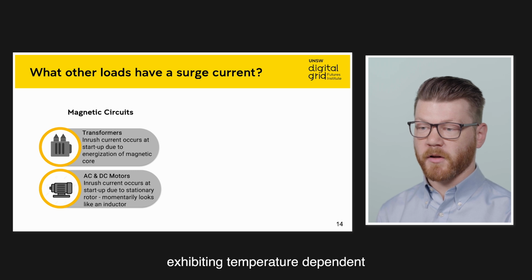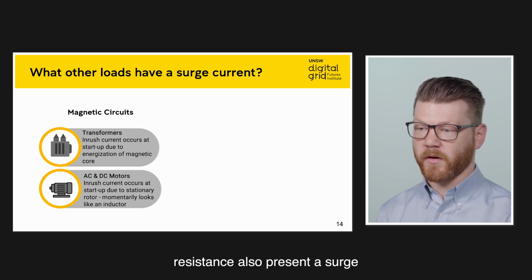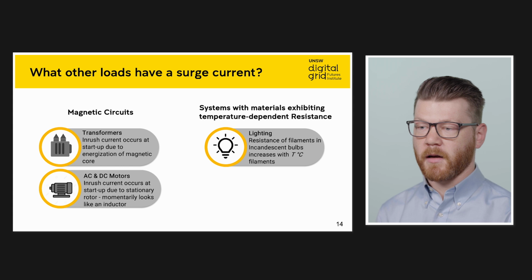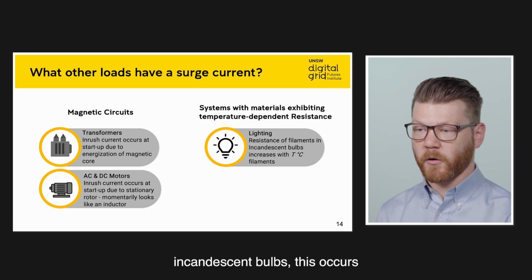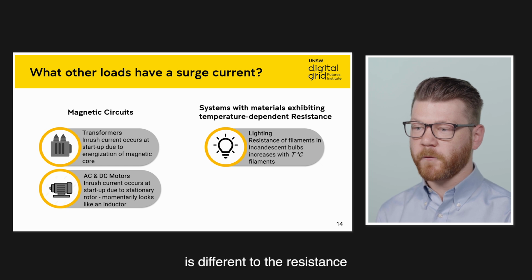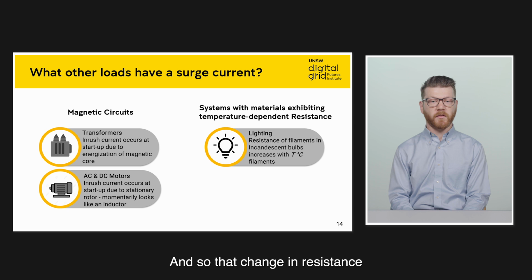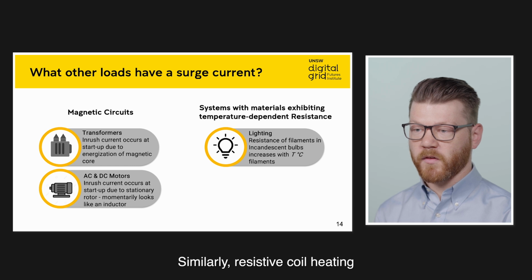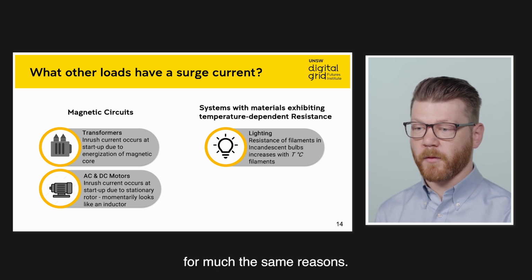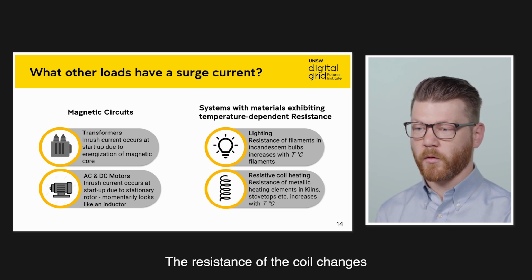Systems with materials exhibiting temperature-dependent resistance also present a surge current, for example lighting. And in the case of traditional incandescent bulbs, this occurs because the resistance through the filament at room temperature is different to the resistance through the filament once it's lit. And so that change in resistance happens over a short period of time, which leads to an inrush current. Similarly, resistive coil heating presents a similar problem for much the same reasons. The resistance of the coil changes as a function of the coil's temperature, and so we have a current that changes with respect to time.